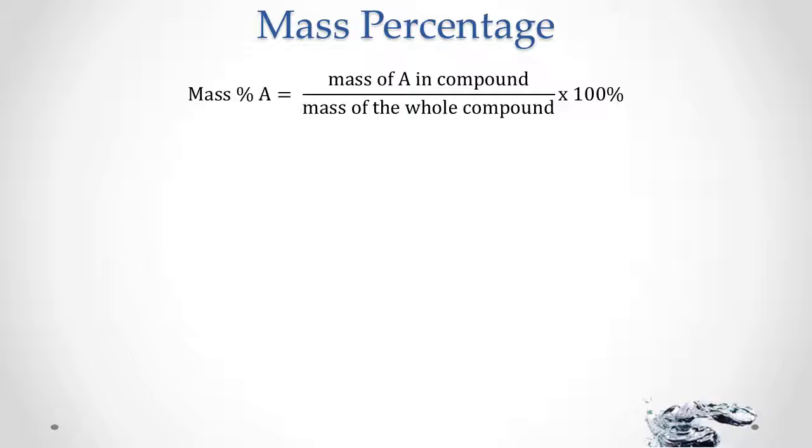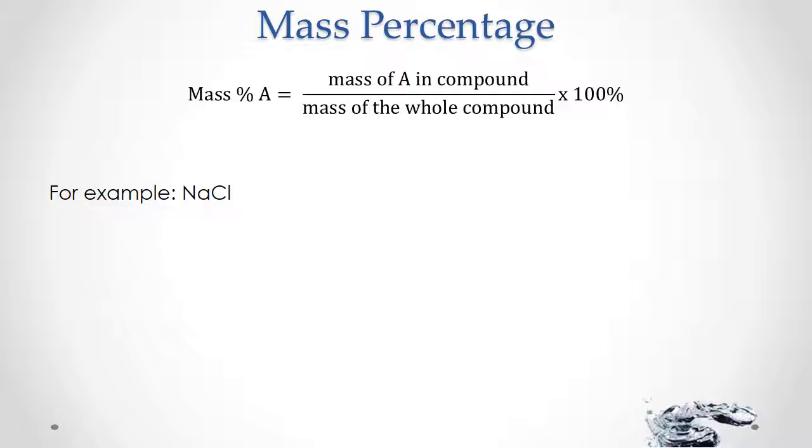This gives us an abundance of that atom in the compound and allows us to therefore determine what the percentage of every element is in a compound. And this is going to be important later on when we start talking about empirical formulas. But for now, let's try an example. Let's determine the mass percent of sodium in sodium chloride.